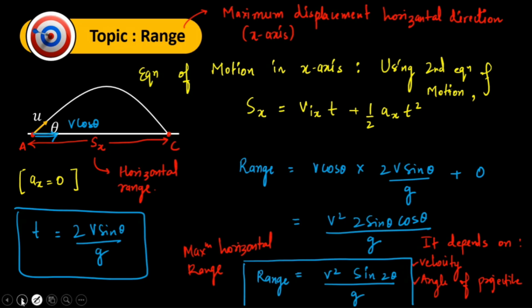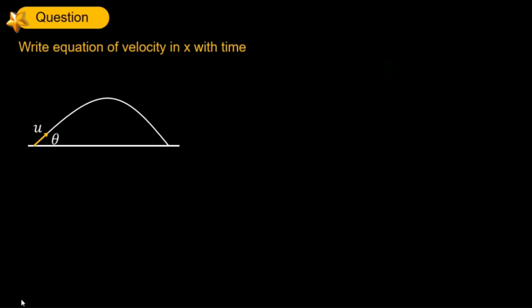Although, let's move ahead and do some questions, because here you will understand how questions differ in all the cases. The first thing here: you are given that there is a projectile thrown at an angle theta with some initial velocity u. The question is to write an equation of velocity in x-axis with time. The question is asking what is the velocity in x-axis as a function of time. We already know this velocity has two components, and along the x-axis its component ux, I can write as u cos theta.